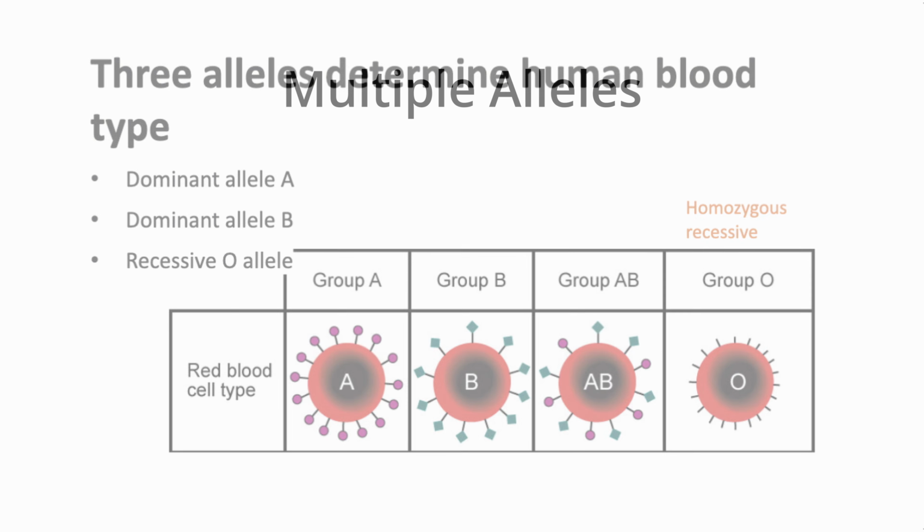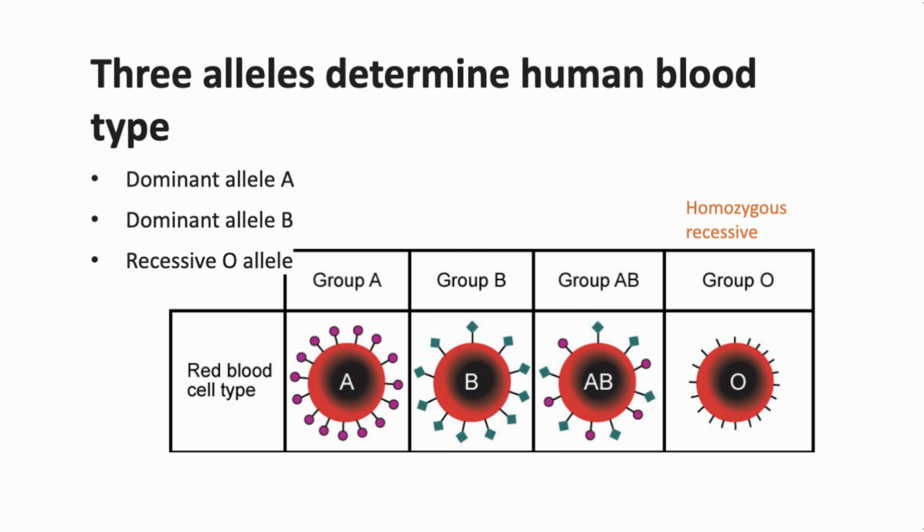Multiple alleles. Some traits have more than 2 alleles that determine the phenotype. Blood types is one example that we'd like to use in this class. In blood, there are 3 alleles, A, B, and O. A and B are dominant, while O is recessive.